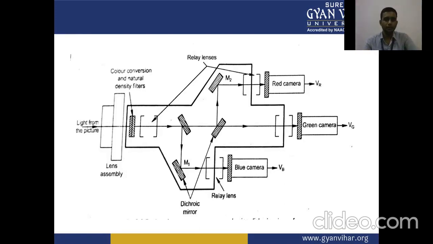So a special type of mirror, the dichroic mirror, splits the light, and it is converted into the three primary colors. Here we have a lens assembly and light from the picture, the color conversion and neutral density filters, and relay lenses, and three types of voltages, red, green, and blue, are developed at the output of the dichroic mirrors.